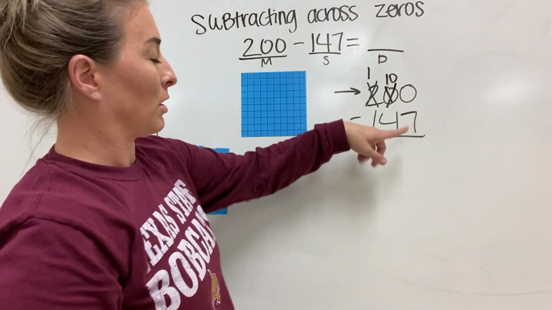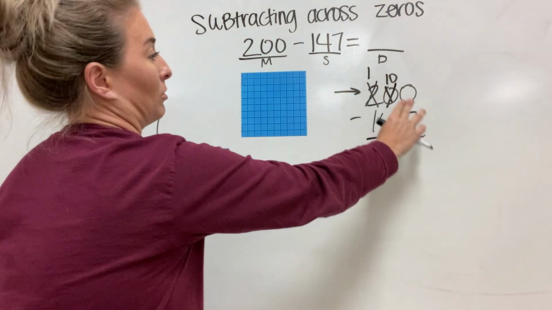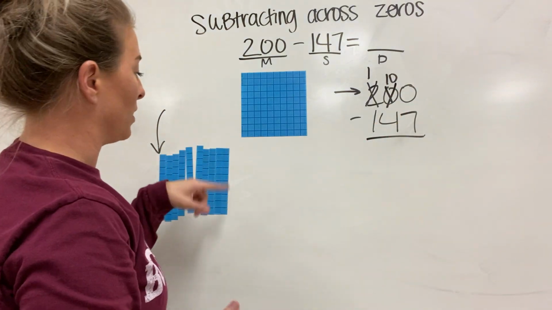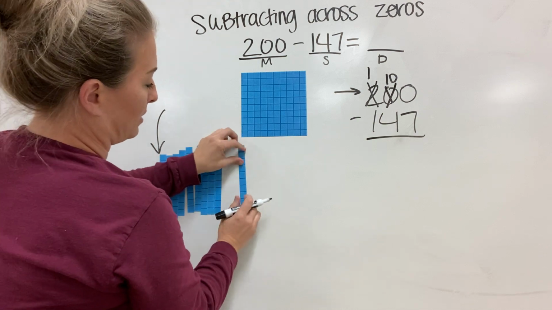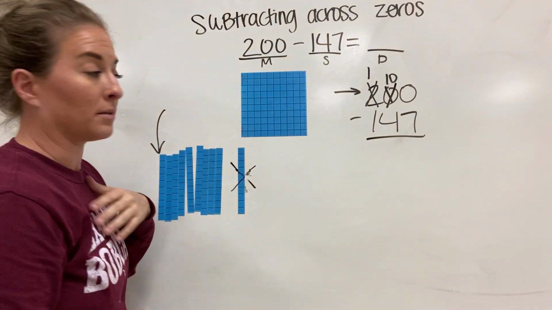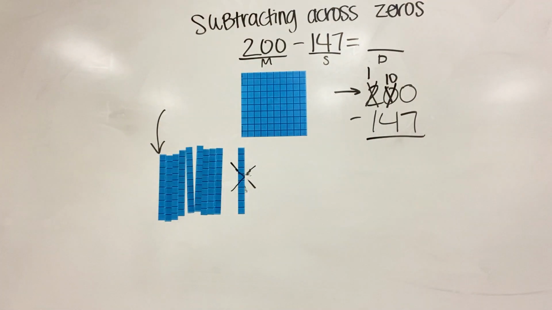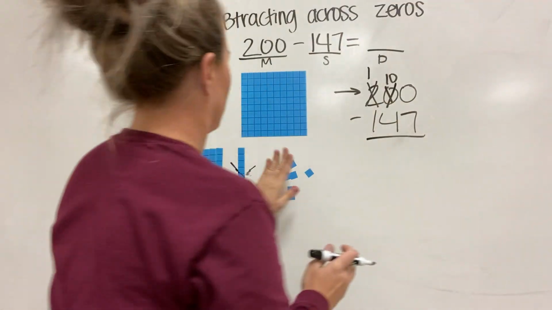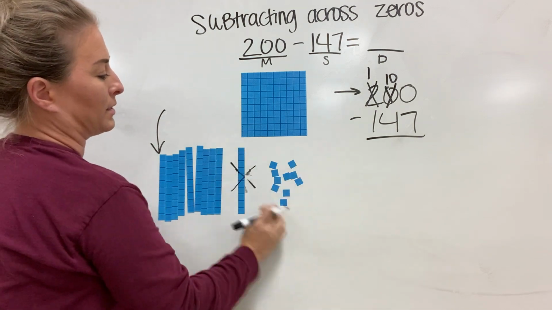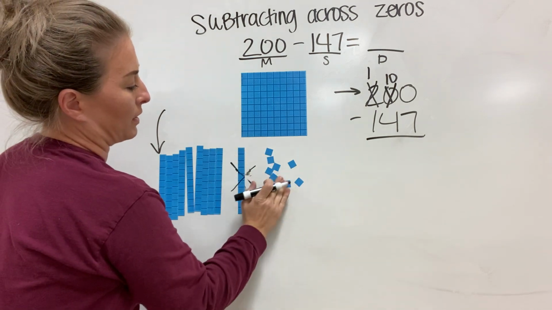Okay, but we have to start subtraction in the ones place, right? And I still don't have any ones to take away 7 of them. So I can get more ones from the tens. I'm going to take this 10 and I'm going to change it into what I need, 10 ones. Sorry, it's 10 ones. So I'm going to regroup it into 10 ones. 2, 4, 6, 8, 10.